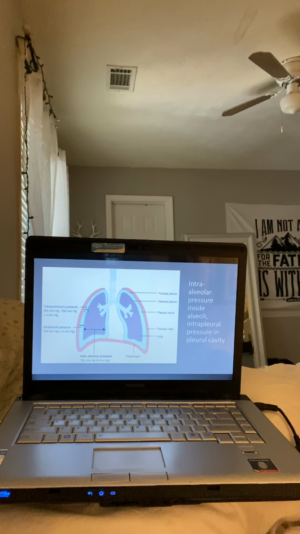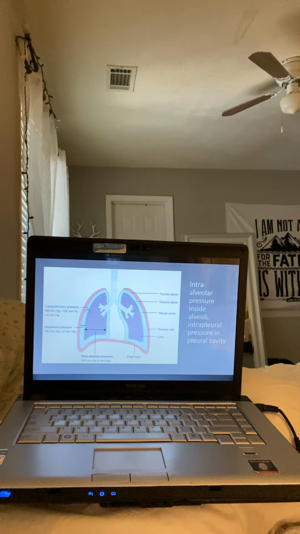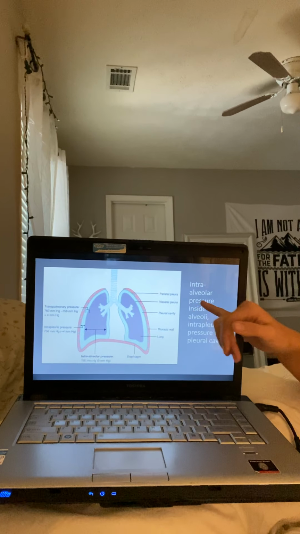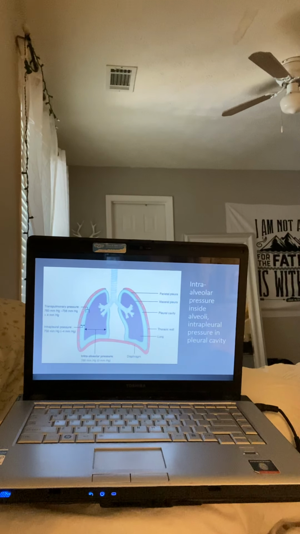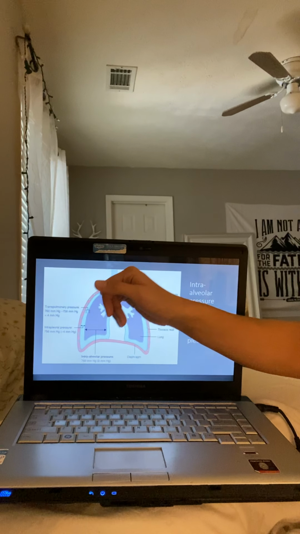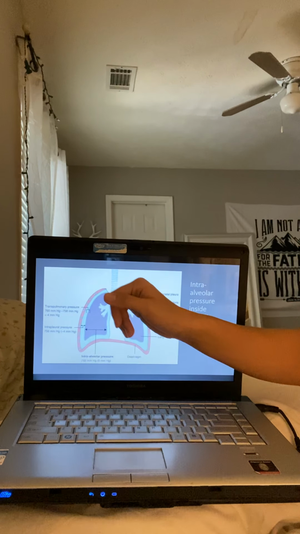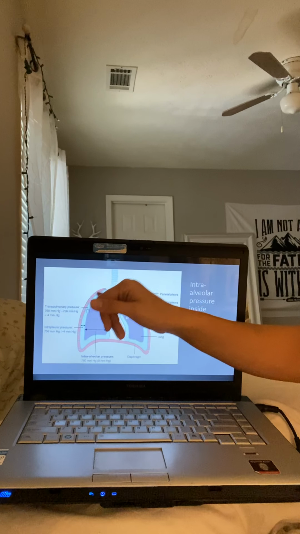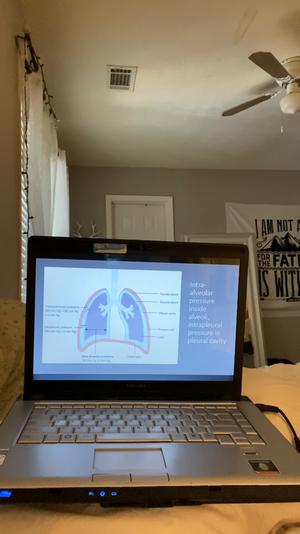Here we have two kinds of pressure in the lungs: the intrapulmonary pressure, or the intra-alveolar pressure, which is inside the alveoli, and the intrapleural pressure, which you can see right here. Pleural is for the pleural cavity. It is inside the pleural cavity, and this keeps the lungs open because the pressure is negative.